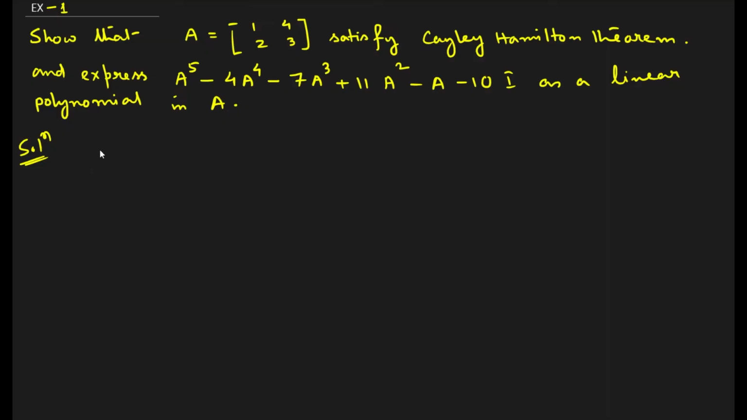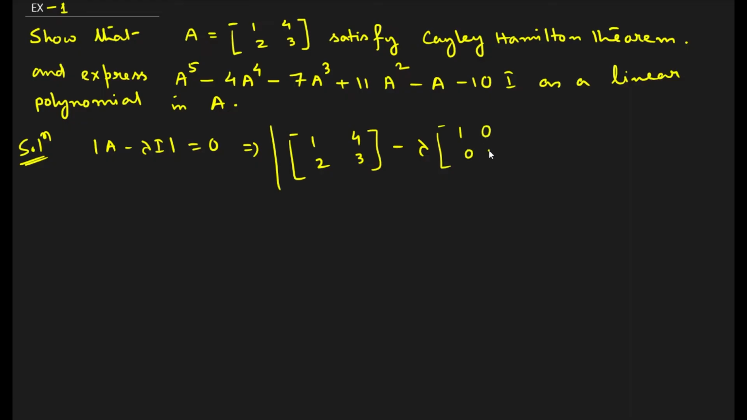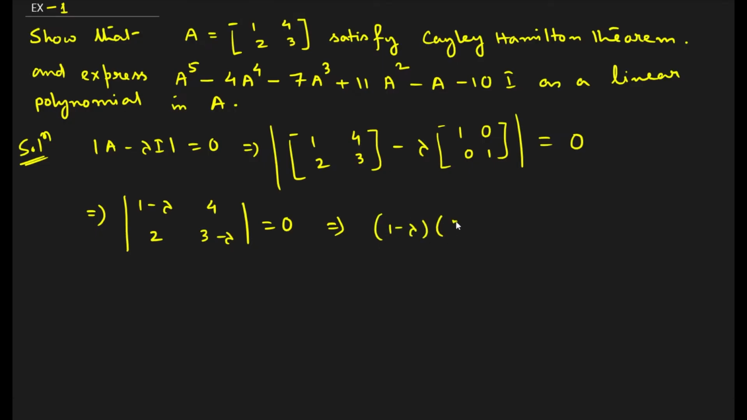Characteristics equation. Okay, so the characteristics equation is given by the determinant A minus lambda I equals to 0. So lambda is unknown. So here A is 1, 4, 2, 3. Then lambda into I is 1, 0, 0, 1, identity matrix, equals to 0. So this will be our 1 minus lambda, 4, 2, then 3 minus lambda equals to 0. So after that we have to expand this particular determinant. 1 minus lambda, 3 minus lambda, and then minus 8 equals to how much? 0.